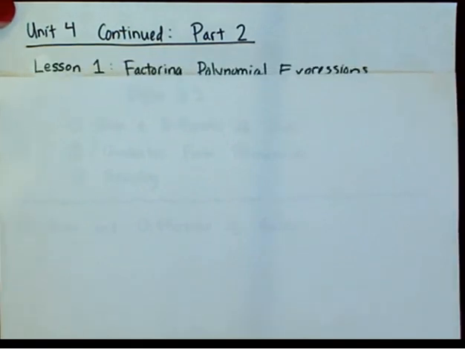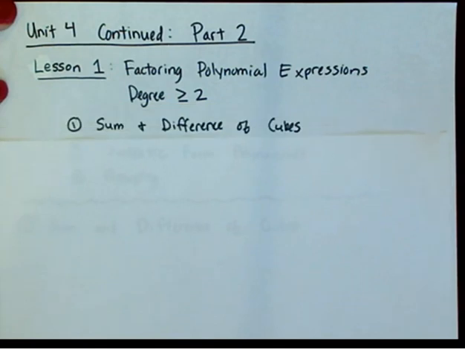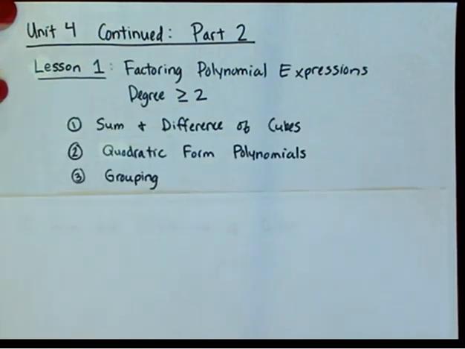Okay, so today we're going to learn Unit 4 Continued Part 2. We're going to start with Lesson 1, which is factoring polynomial expressions with degree greater than or equal to 2. We have three types of factoring that we're going to cover today. First, sum and difference of cubes. Second, quadratic form of polynomials. And third, grouping.